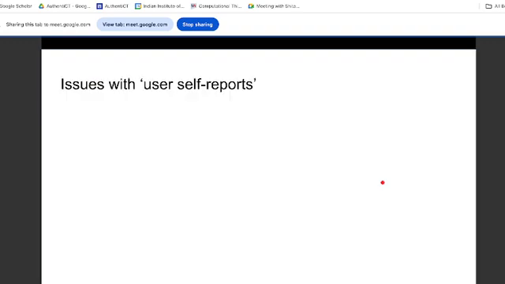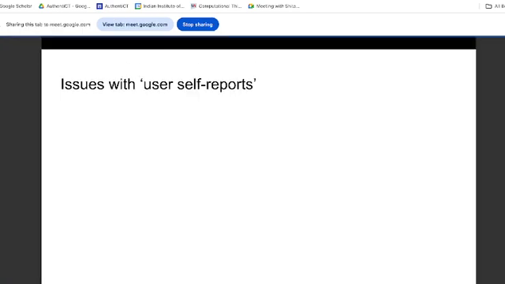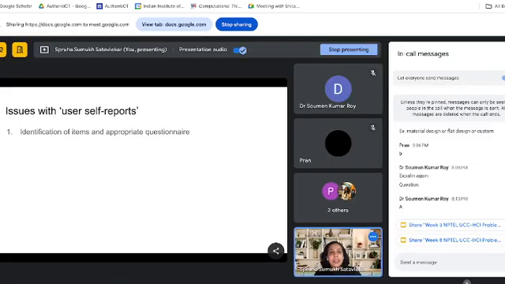Issues with user self-report. So now we will go deeper into the issues. Issues as in these are not the problems with user self-reports, but basically the challenges and what we need to do to tackle these challenges. So one challenge that we saw was that we are asking them to choose attributes from a list of attributes about the system that they want to improve, or we want them to give self-reports, or we give some rating.